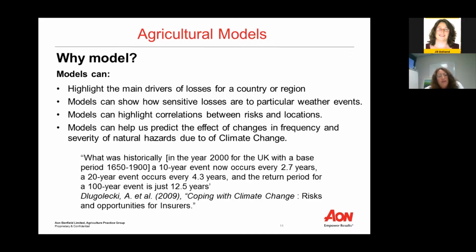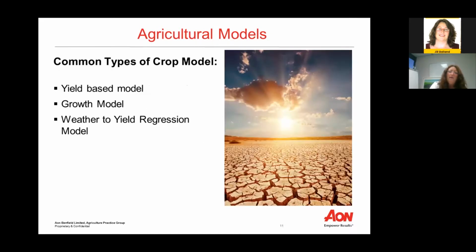If we know that the frequency in the past has been this much, then we can increase the frequency and see what that looks like. We can increase the severity of certain events and see what that looks like.